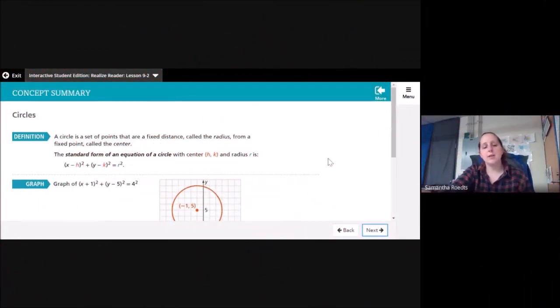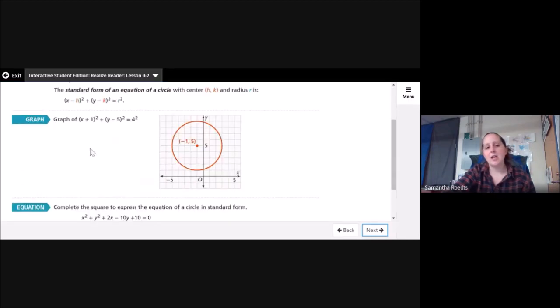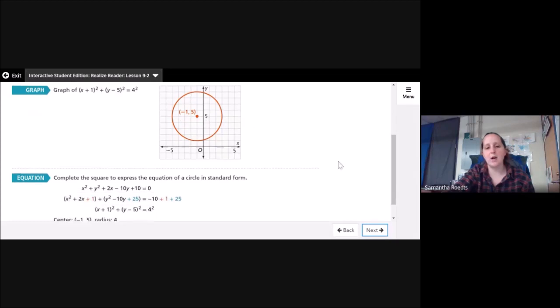Concept summary. Circles. Definition. A circle is a set of points that are a fixed distance called the radius from a fixed point called the center. The standard form of an equation of a circle with center h, k and radius r is x minus h squared plus y minus k squared equals r squared. I can graph x plus 1 squared plus y minus 5 squared equals 4. That tells me I have a center of a circle at negative 1, 5. And then I have a radius of 4, so it's 4 units from each of those directions out to that circle.